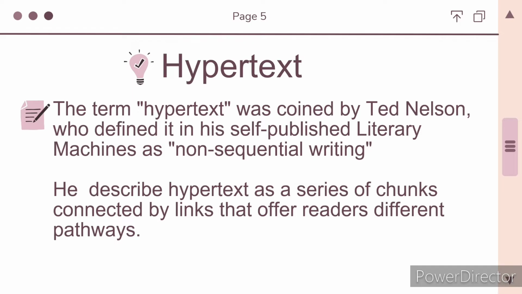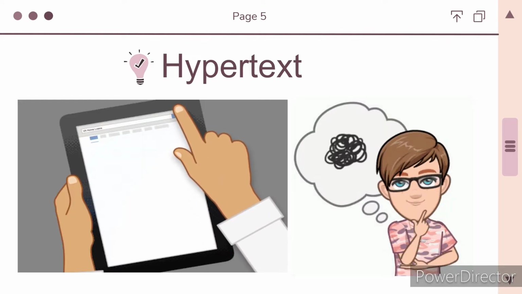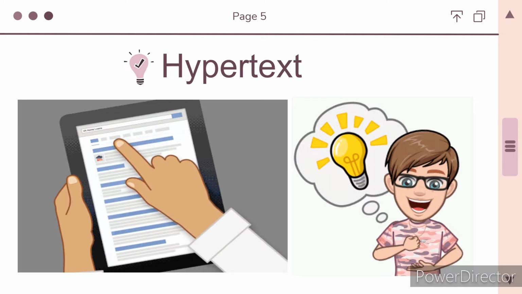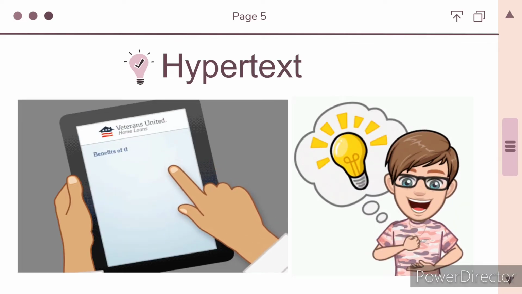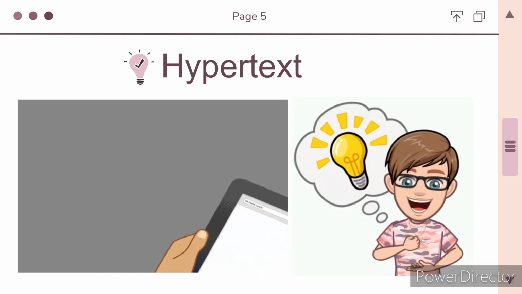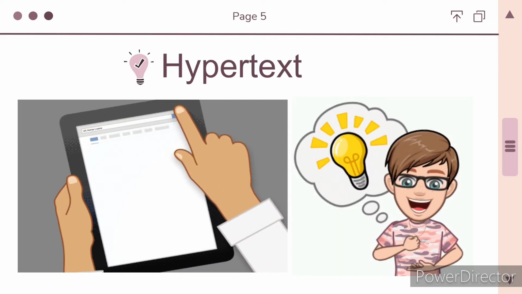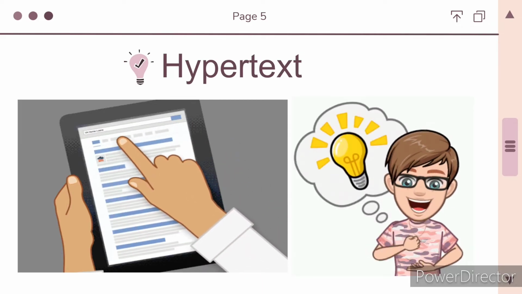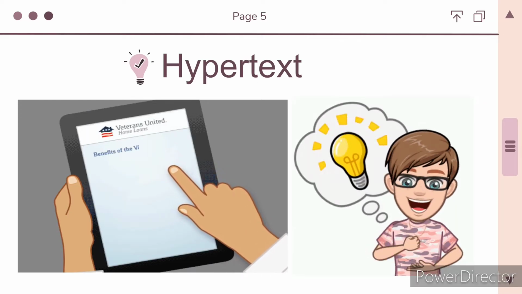So it says here that the term hypertext was coined by Ted Nelson, who defined it in his self-published Literary Machines as non-sequential writing. He described hypertext as a series of chunks connected by links that offer readers different pathways. It is simply a non-linear way of presenting information rather than the traditional linear process of reading from beginning to end. Readers of hypertext may follow their own path, create their own order, their own meaning out of the materials that connect topics on a screen to related information and other text sources.